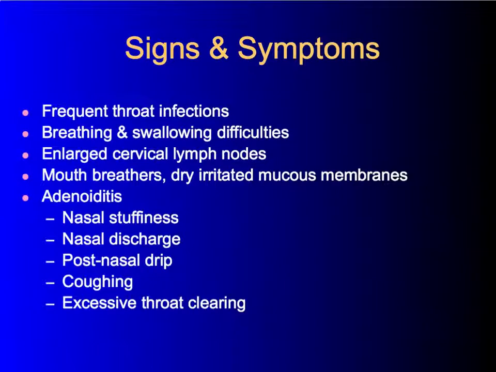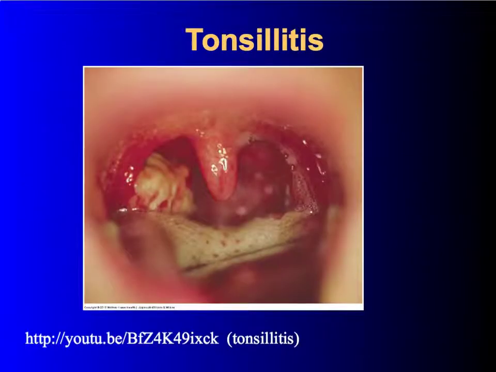Signs and symptoms of tonsillitis: the child will have frequent throat infections, breathing and swallowing difficulties, enlarged cervical lymph nodes. They're mouth breathers. They have dry, irritated mucous membranes. For adenoiditis, they will suffer from nasal stuffiness, nasal discharge, postnasal drip, coughing, and excessive throat clearing. This is a photograph of the tonsils that are swollen, and they have a purulent exudate. They also have that purulent exudate on the tongue.